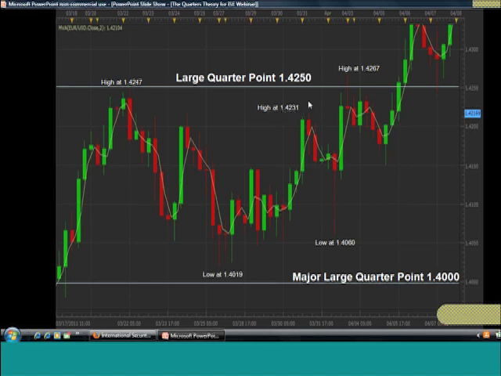So now the next move is back to 1.4250. On this day, they reach as high as 1.4231, close enough, within 25 pips from the targeted large quarter point.